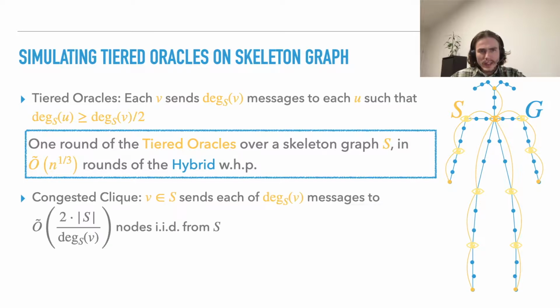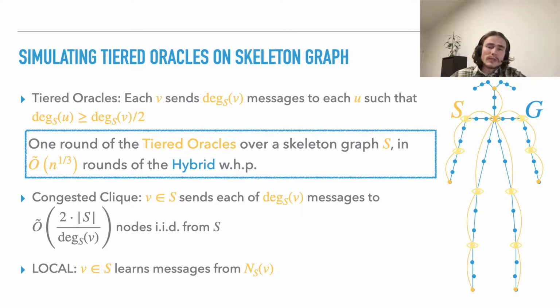To simulate it over the skeleton graph, we first use congested clique simulation to send each message to as many random nodes as we can in a polylogarithmic number of congested clique rounds. Then we use the simulation of the local model over the skeleton graph, and each node eavesdrops on the messages its neighbors received. So notice that the nodes from denser neighborhoods, nodes with larger degree in the skeleton graph, receive more messages.